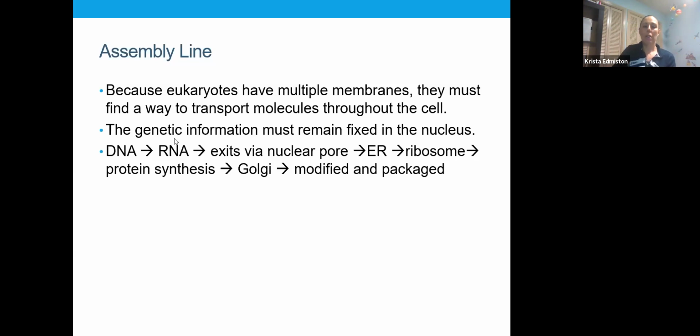Inside the nucleus, the DNA is stuck. The DNA does not leave the nucleus. It's transcribed into RNA. Then that RNA can leave the nucleus. It moves to the ER, where it is translated by the ribosome. The protein is made, and then it's packaged to wherever it needs to go by the Golgi.